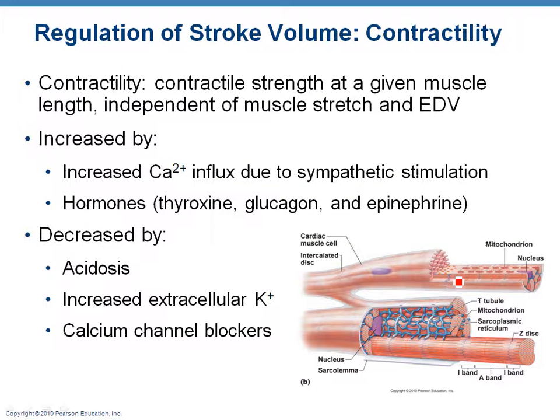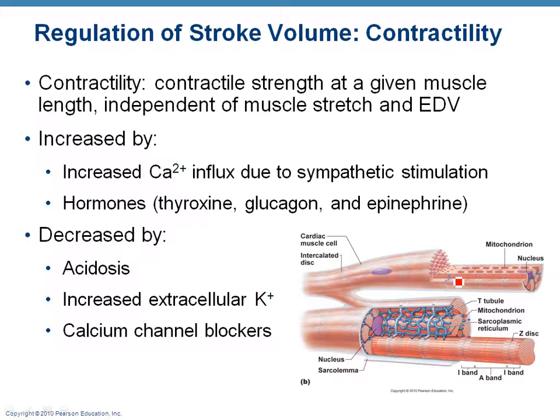Getting more blood into the ventricles first is going to increase your end diastolic volume, your EDV. And just by nature of having more blood in your ventricles right before they contract, that's going to help increase your stroke volume as well.